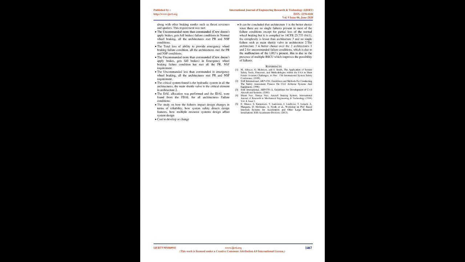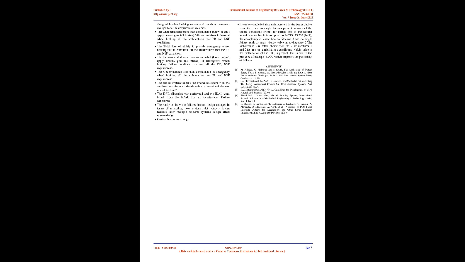For the total loss failure condition of the normal wheel braking, Architecture 1 is the best choice because there is no single failure present and the probability of failure is 1.668 E8 when compared to 2.635 E6 and 1.479 E4 of Architecture 2 and 3 respectively. For the partial loss failure condition of the normal wheel braking, Architecture 1, 2 and 3 are not meeting the NSF and the PR.